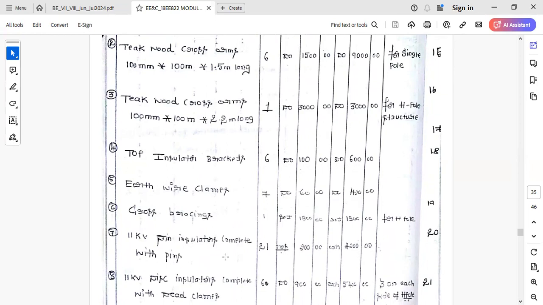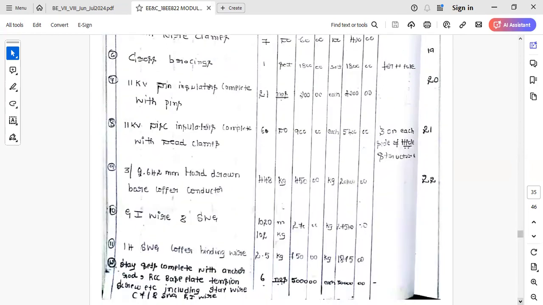What is the number of poles here? 7. Okay, 7 into 3 is nothing but 21. Numbers, 200 per each, total 4,200. And then 11 kV disc insulators complete with dead end clamps, six numbers. 900 per disc insulator, so 900 into 6, 5,400. 3 on each side of the H pole structure.